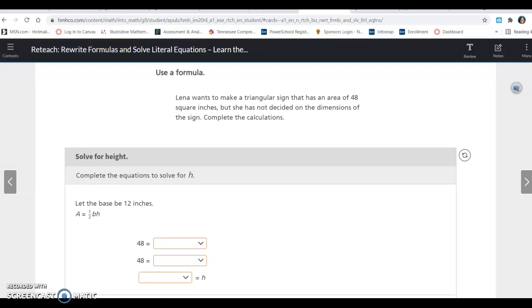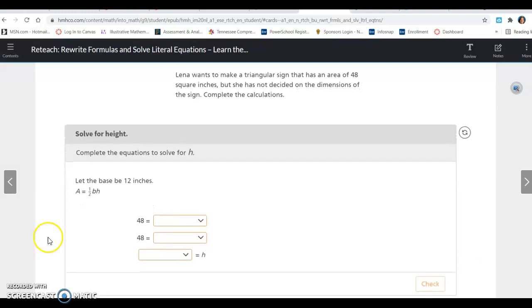Alright, Lena wants to make a triangular sign that has an area of 48 square inches. But she has not decided on the dimensions of the sign. Complete the calculations. Alright, so remember she wants an area of 48. So it says let the base be 12. So here's her formula. A equals 1/2 times base times height. So if the area is 48, we need 1/2 times 12 times H. 1/2 of 12 is 6, so we need 6H, and divide by 6, H equals 8.